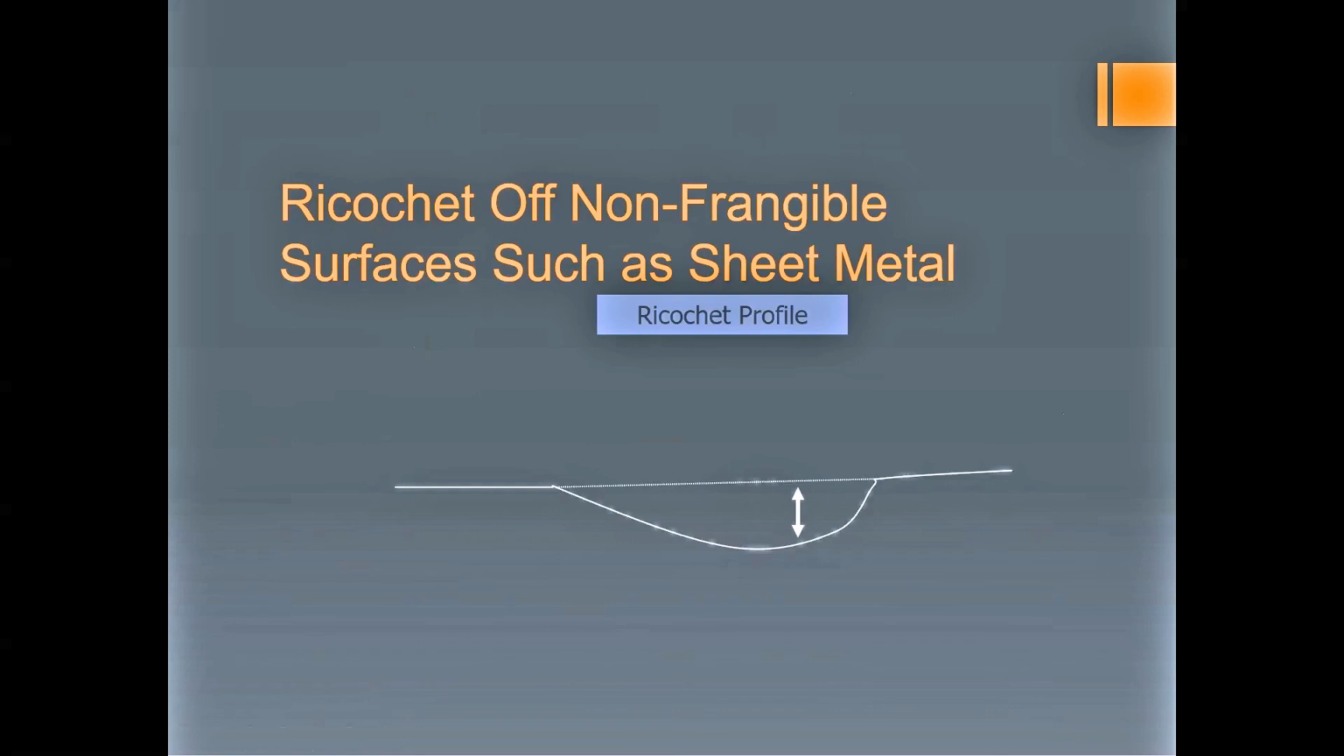Okay, so here's another ricochet profile. Here's our surface. Before the bullet struck it, it would have gone straight across like this. We have a profile that gets deeper and deeper and deeper. So if this is a non-frangible surface like sheet metal, we're going to use the depth of this crease, the profile of the crease, to determine which direction the bullet was traveling. Well, here it's much more shallow than it is here. So our bullet would have been traveling from left to right. That's our entry point. That's our exit point.